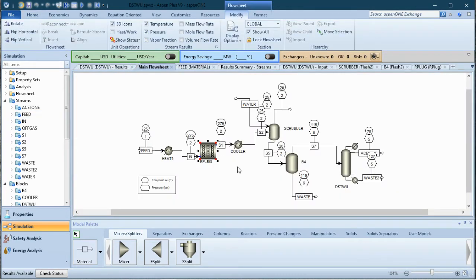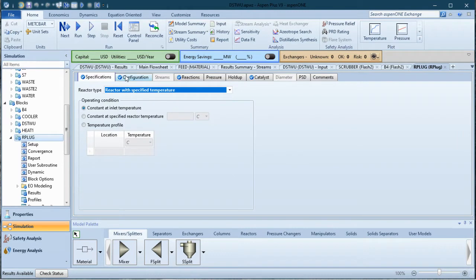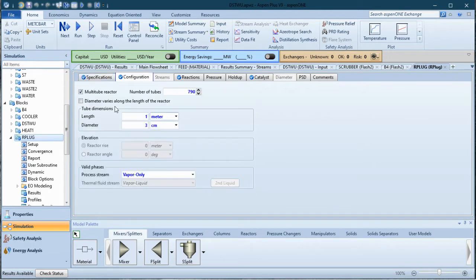We choose RPlug, because we have catalyst. For the temperature, we make it constant at the inlet temperature, and then we go to the configuration. This is just an initial guess for number of tubes, 790, and the reactor is a multi-tube reactor, length 1 meter, diameter 3 centimeter, and vapor only. And then we go to the reaction.